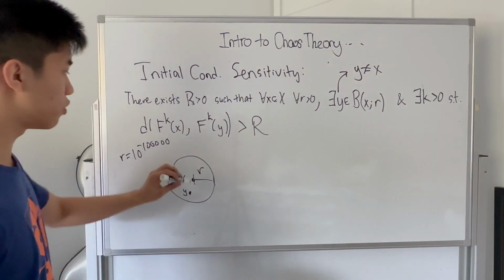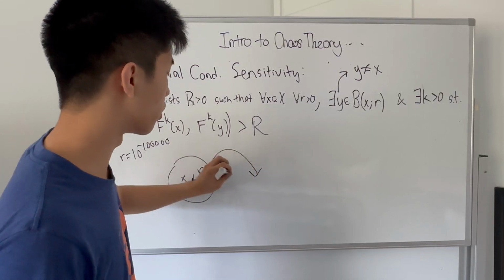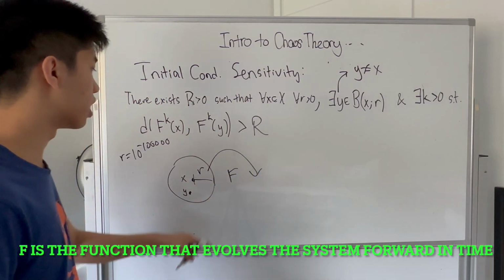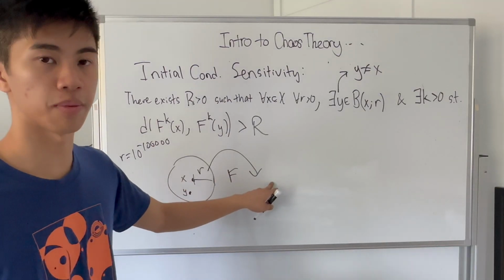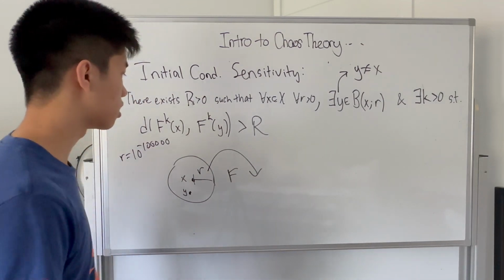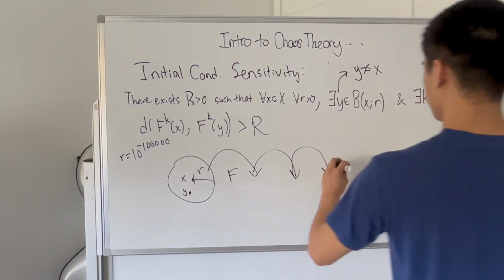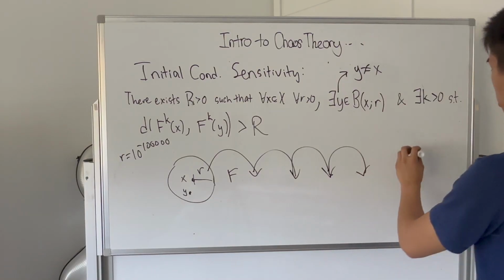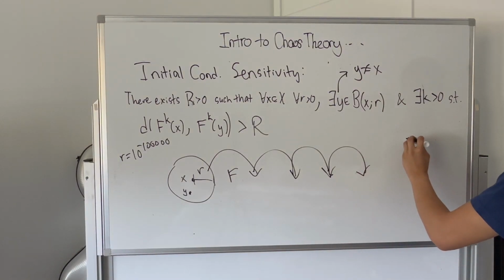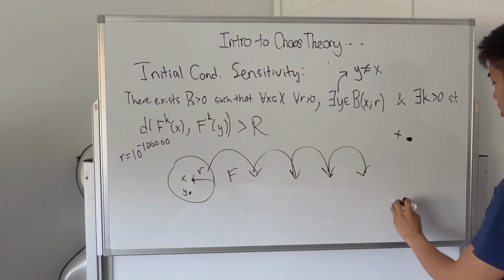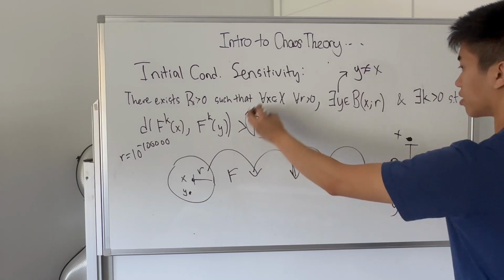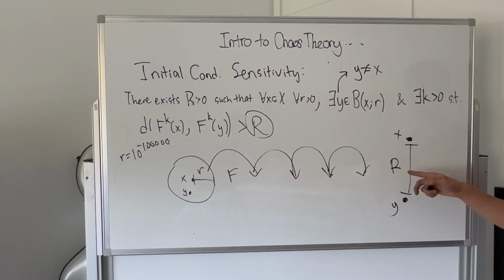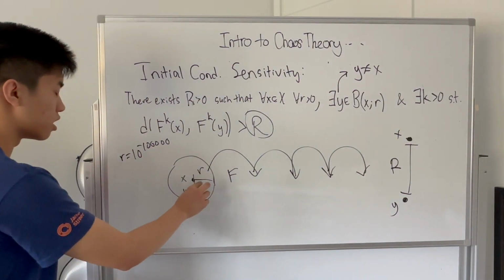The idea is that if you iterate the system forward enough times, by the way, f is the function that will take a point and then lead it to its next step in the dynamical system sequence. If you iterate it forward enough times, eventually you'll get a point where x and y have a distance that exceeds some value R, big R. And this big value R exists no matter how small you make this radius r.